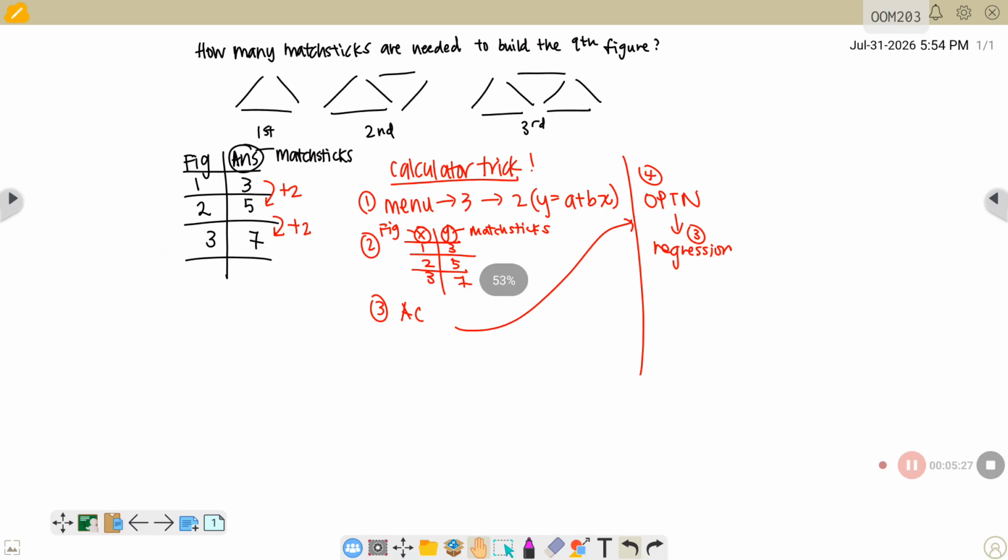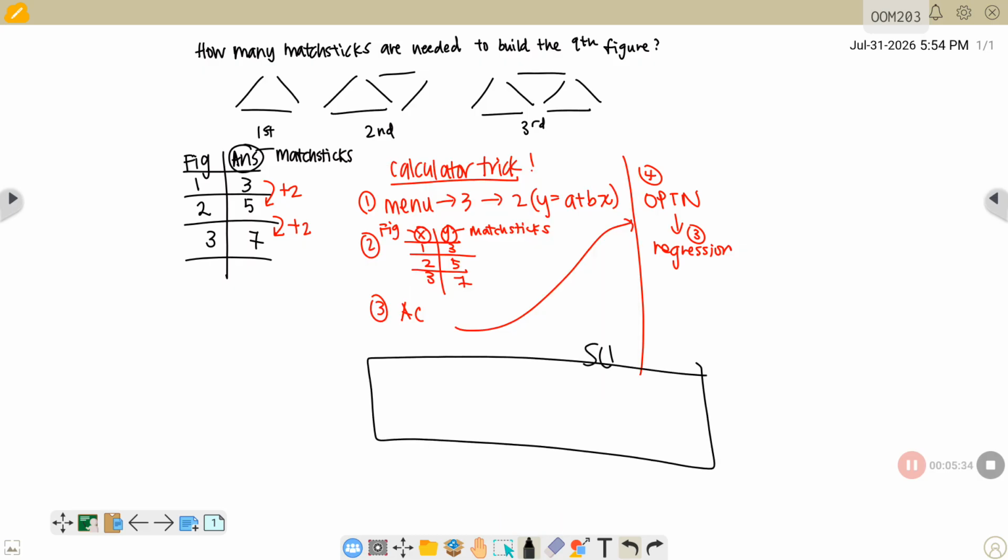So once you get all this, what does your screen say? So this is your screen. I write down: your screen says that y is equal to a plus bx, whereby your a is equal to 1, b is equal to 2, r is equal to 1. Now, r is equal to 1, don't care. Understand? So we just care about the a and the b.